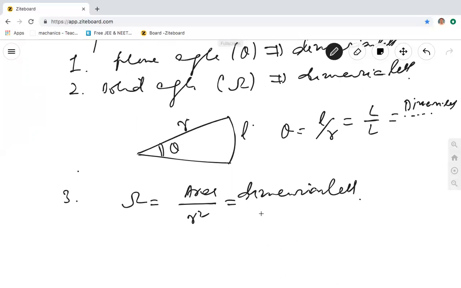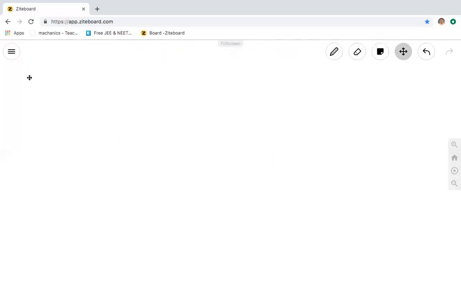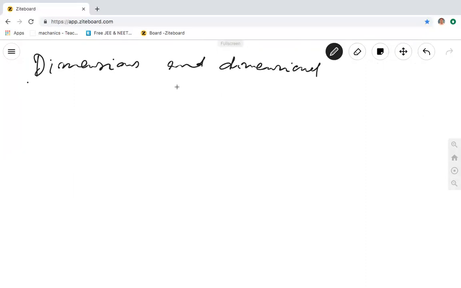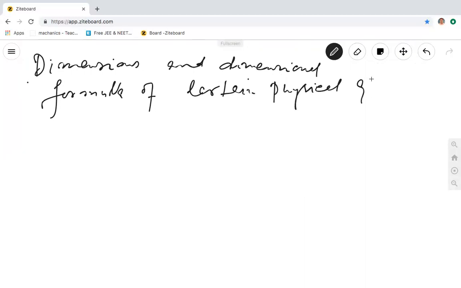Okay, now let me find the dimensional formulas and dimensions of certain physical quantities. Let me go to that point now. Dimensional formula, dimensions, and also dimensional formula of certain physical quantities.